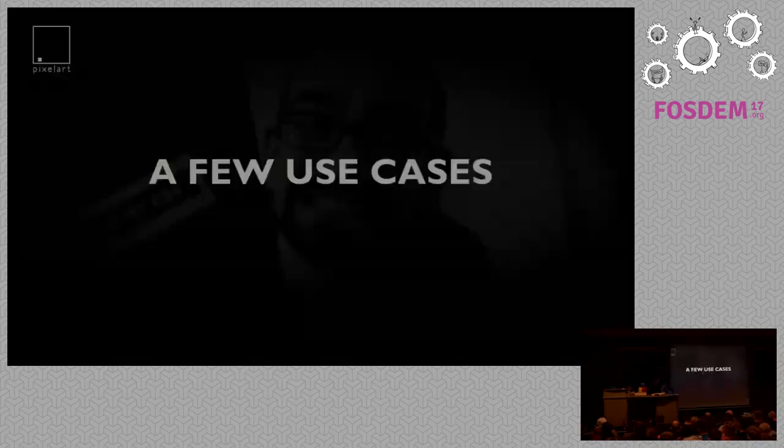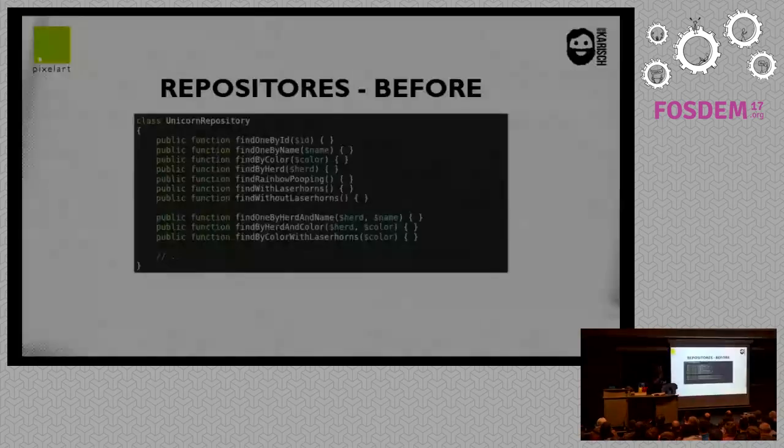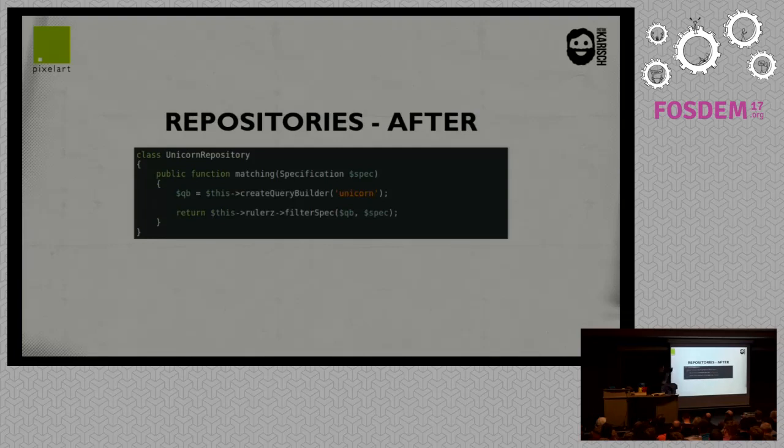So I'm going fast. Yeah, a few use cases. We can look at the repository from before. We had a find one by ID, by name, and so on, which are 1, 2, 3, 4, 5, 6, 7, 8, 9, 10 methods by now, and many more. We don't want to use this, because we have tamed the repositories with Rulers, which means we have one matching method on the repository.